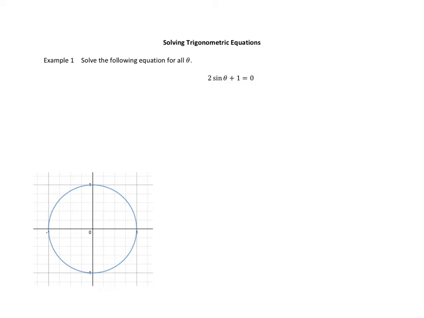So step 1 would be, let's subtract 1 from both sides of the equation. We get that 2 sine of theta is equal to negative 1. You could then divide both sides by 2. And you've isolated not the variable itself, but sine of theta is equal to negative 1/2. Well, the question is, what angles for theta make this a true statement?